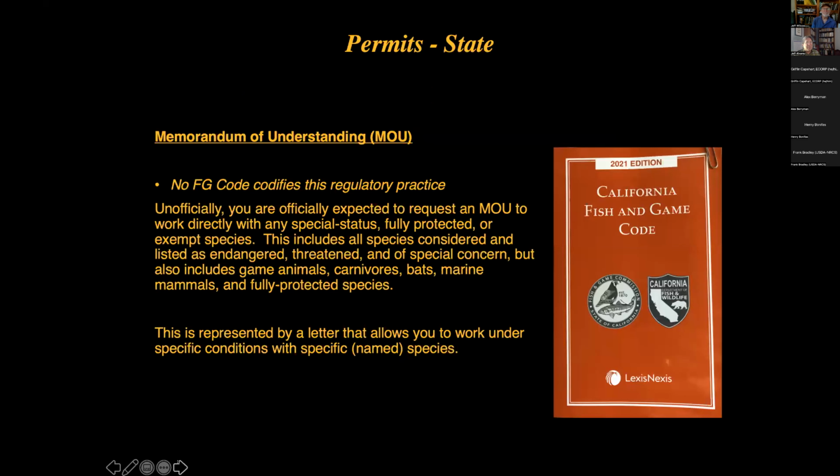So once you get your SCP, and that means when you've paid the final fee and you still want to handle red-legged frogs, now you need to go back to CDFW and ask for a memorandum of understanding. This is kind of an informal version of a permit where they unofficially write you a letter that says, yes, we're going to let you go ahead and handle special status or fully protected species, and here are your restrictions and guidelines, and here are the reporting requirements, and you're going to have that valid for every single special status species you're going to work with. So special status includes threatened, state endangered, fully protected, and all species of concern.